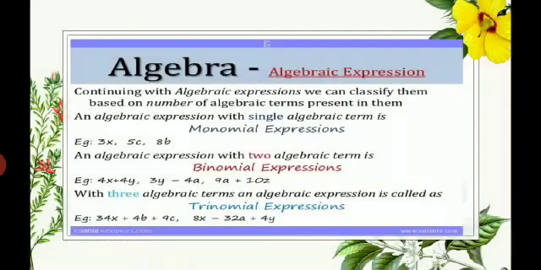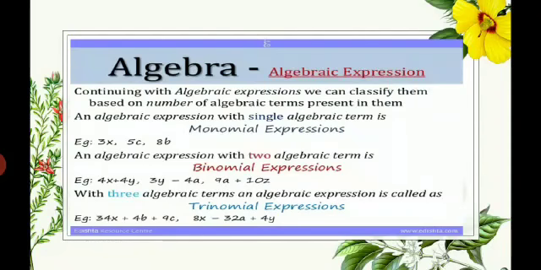Continuing with algebraic expressions, we can classify them based on the number of algebraic terms present in them. An algebraic expression with a single algebraic term is a monomial, with two algebraic terms it is called a binomial, and with three terms it is called a trinomial. Like in this example, 3x, 5c, 8b. There are three expressions basically, and they have only one single variable, like x, c and b.